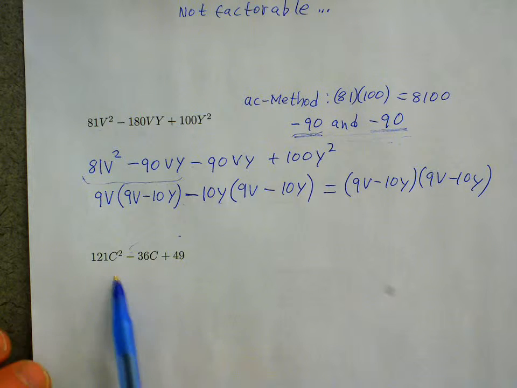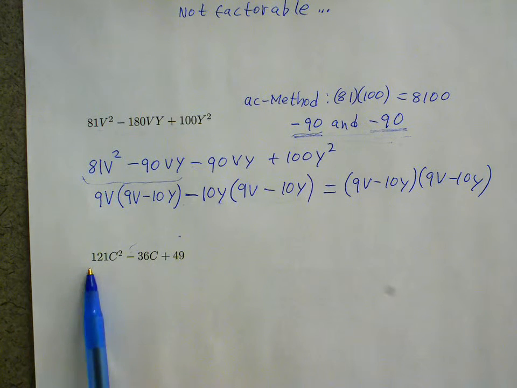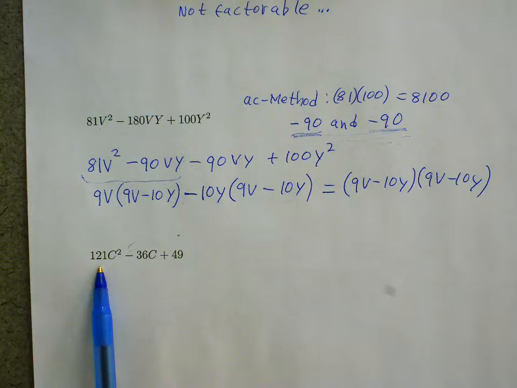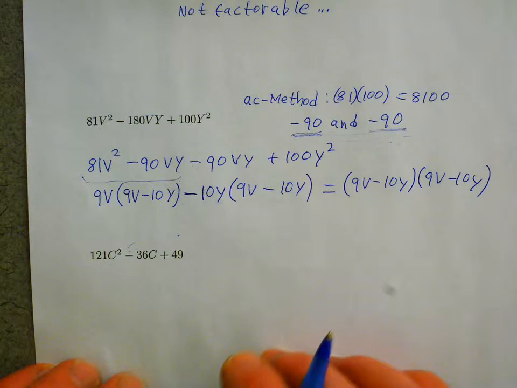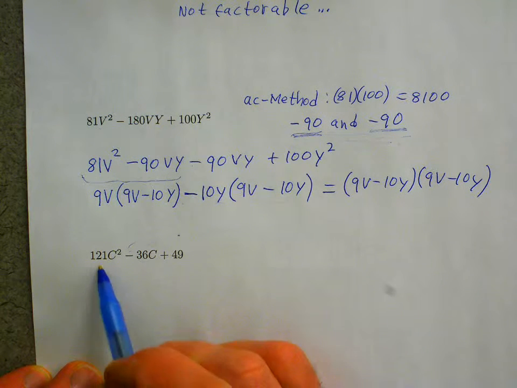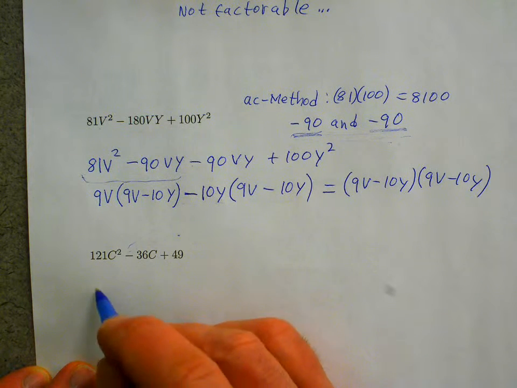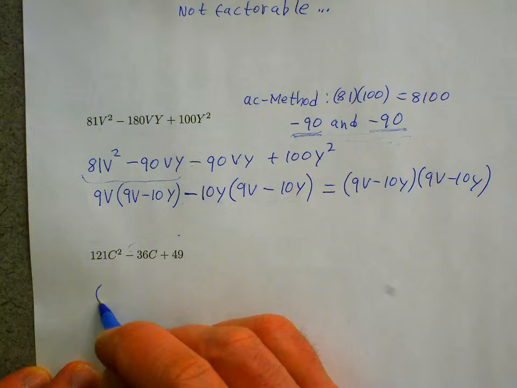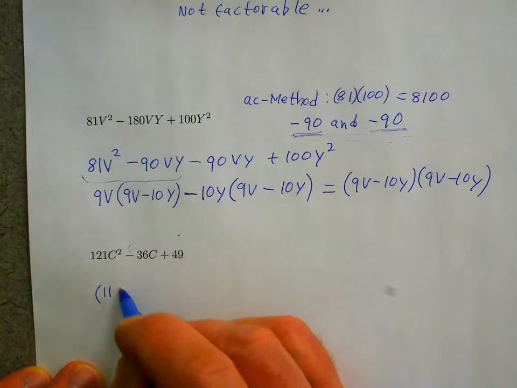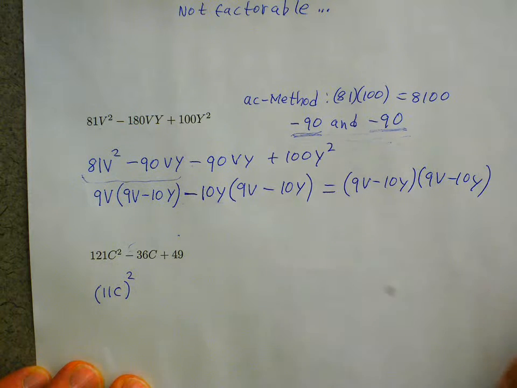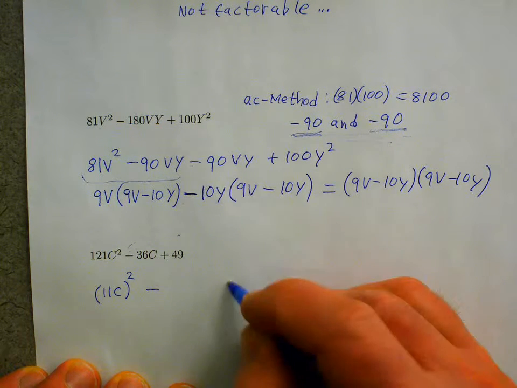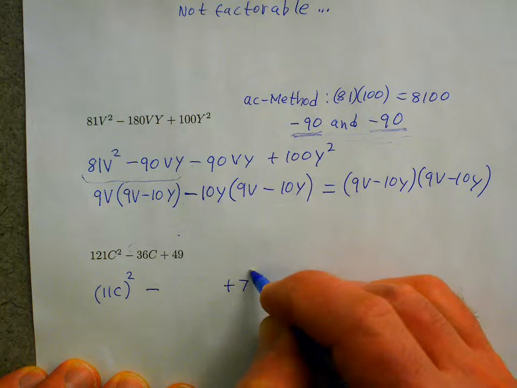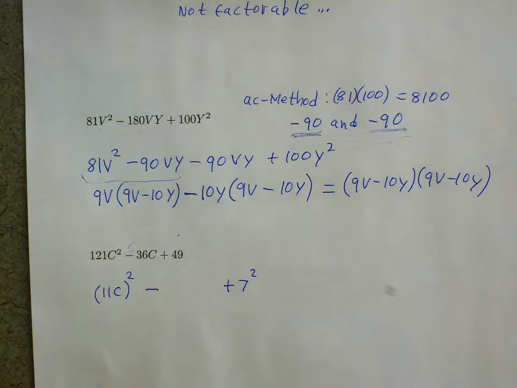Okay, the next one. 121c to the second minus 36c plus 49. The term on the left is a perfect square. If you square the term 11c, you get 121c to the second. The term on the right is a perfect square. If you square 7, you get 49.